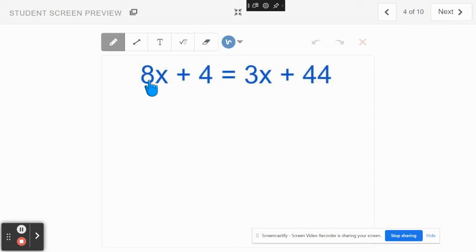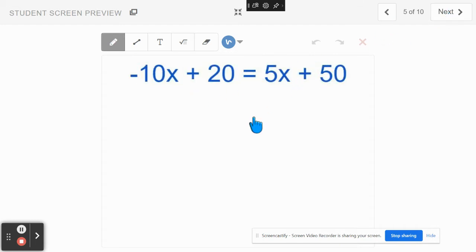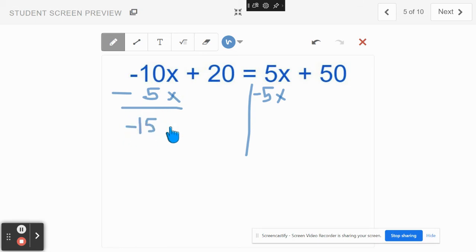Keep going through this. Letters to the left. Move your variables to the left. Move your constant to the right. And then divide. You got this. Variables to the left. So when you do this one, you subtract 5x. I will help you with this one. It's a little different. All right. 15x. Okay. Plus 20 equals 50. Then you would subtract the 20 and keep going. Divide by the negative 15 at the end.